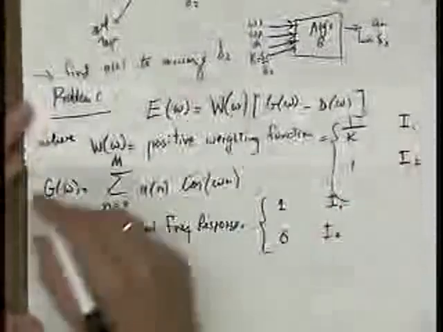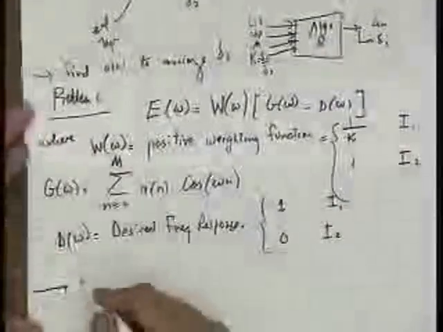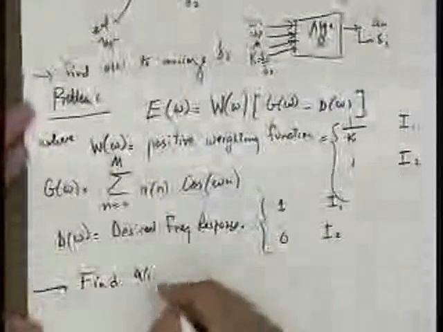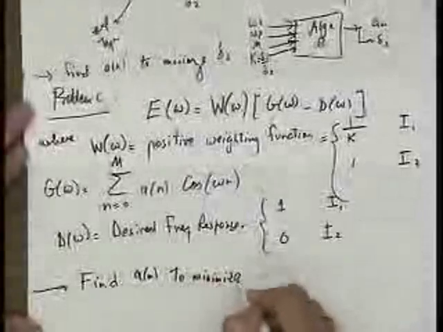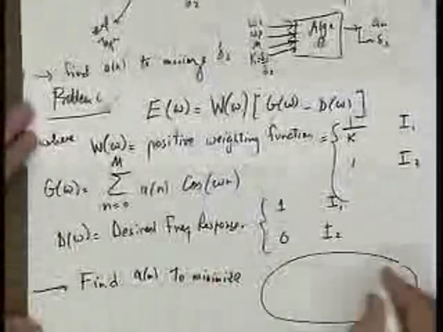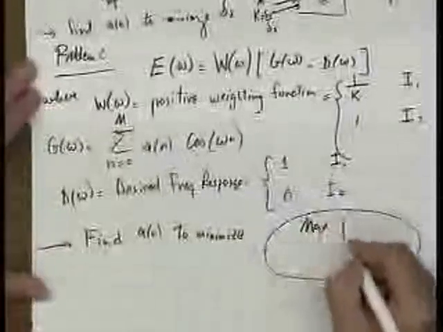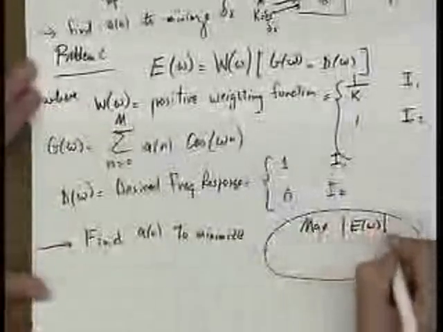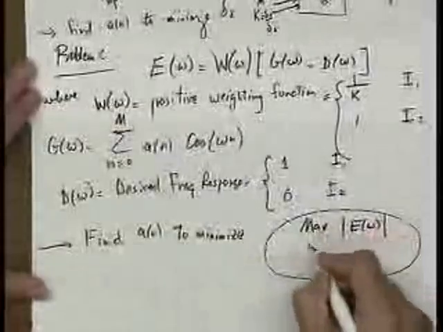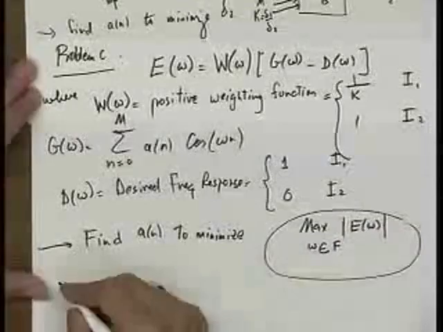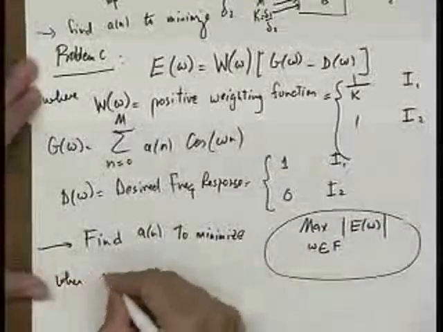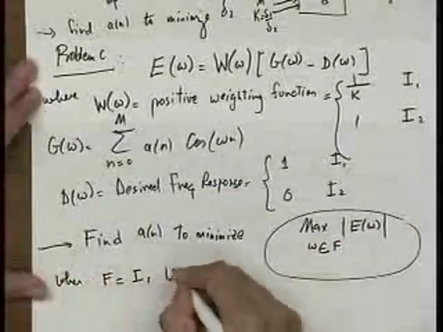And so given all of that, problem C says, find A of n to minimize the following quantity that I'm going to write in this box. Maximum of absolute value of E of omega for omega in some set F, where F is just the union of I1 and I2.